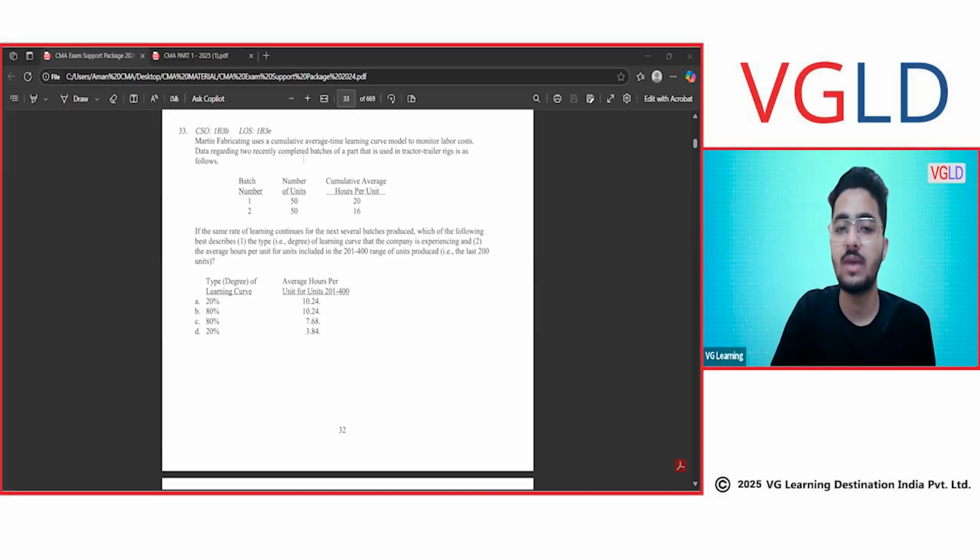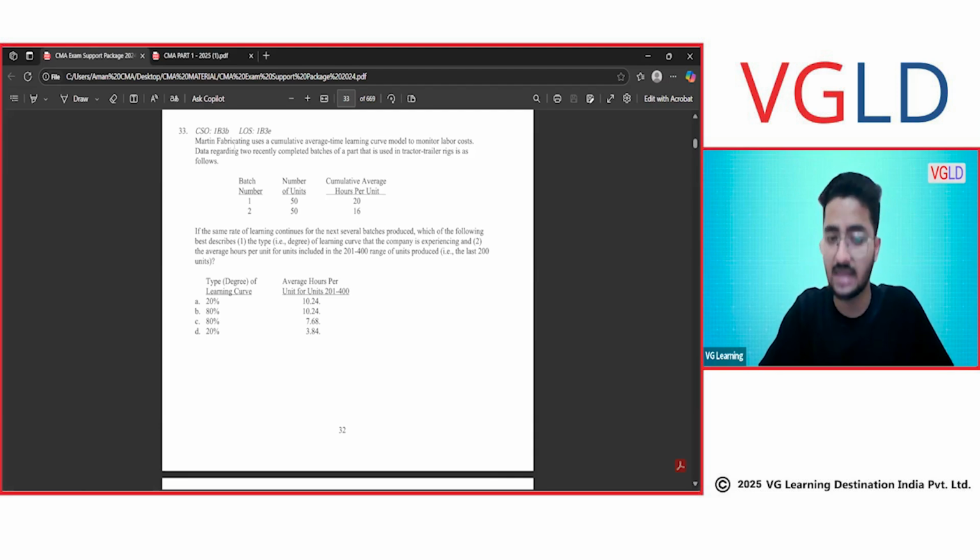Modern fabricating uses a cumulative average time learning curve model to monitor labor cost. Data regarding two recently completed batches of a part that is used in tractor trailer rigs is as follows. Batch 1 takes 50 units, average time is 20. Batch 2 takes 50 units also, and takes 16 average.